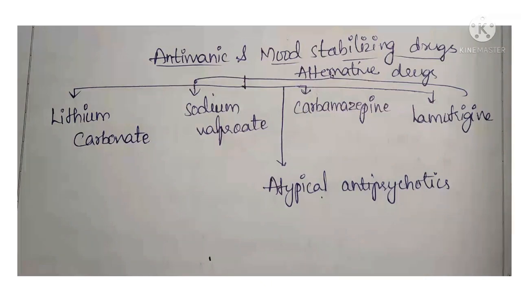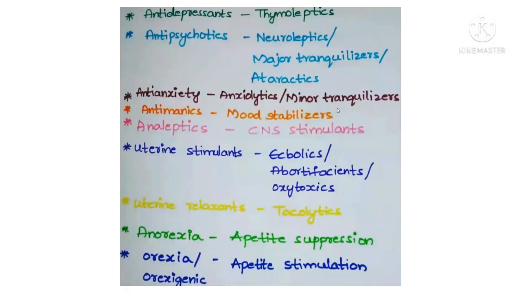So that's it. By this, we have completed antipsychotics, antidepressants, anti-anxiety, and antimanics. I have discussed very briefly, and wherever a mechanism of action is required, only there have I explained, and I have explained only the important adverse effects. So this is the final conclusion of all the drugs.